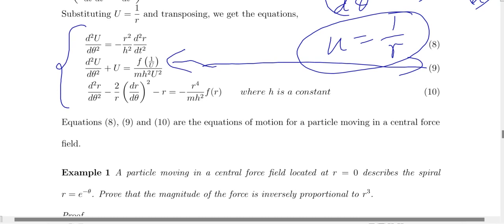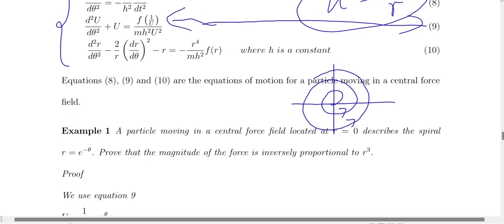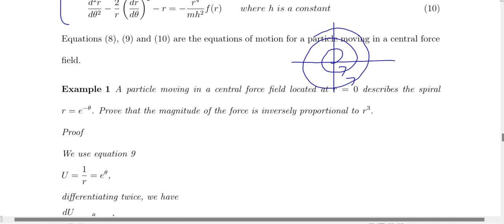Let's do an example. We have a particle moving in a central force field located at the origin, r equals 0, and we are told that this particle describes a spiral. A spiral is something like you start from the origin and it starts moving in that direction, following such a path. So this describes a spiral. r is equal to e raised to power negative theta, and we want to prove that the magnitude of the force is inversely proportional to r cubed.